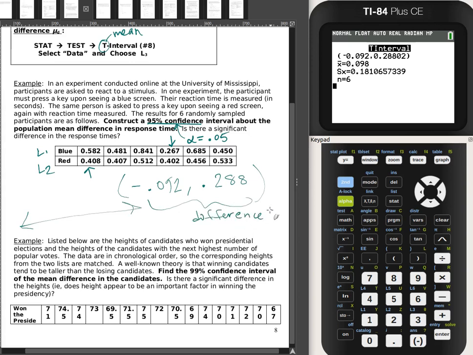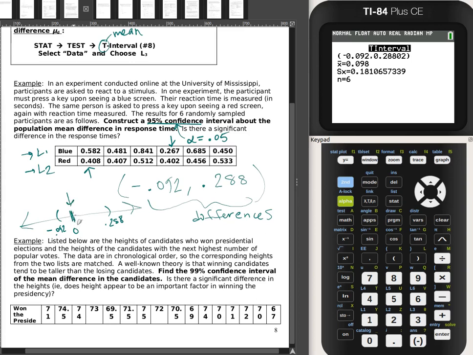And what we talked about before in chapter 10 is that if the difference is negative, of course, that means that the number from list 2 was more. If the difference is positive, that means that the number from list 1 is more. So if we have this confidence interval that straddles 0, because of course 0 would mean that they are the same if there's a difference of 0 between two numbers, and our confidence interval actually contains 0 in there. It goes from negative 0.092 up until 0.288. So in this case, our confidence interval actually contains the value that there is no difference.